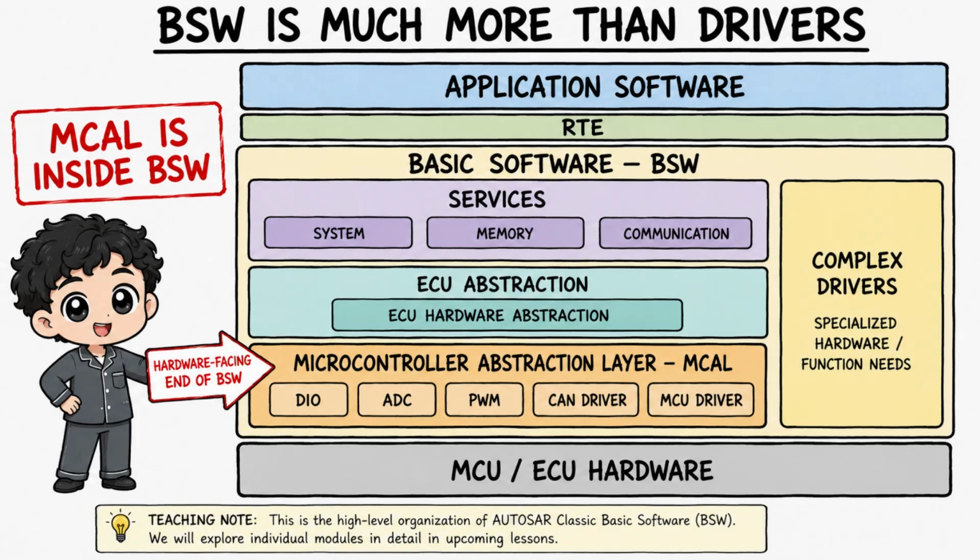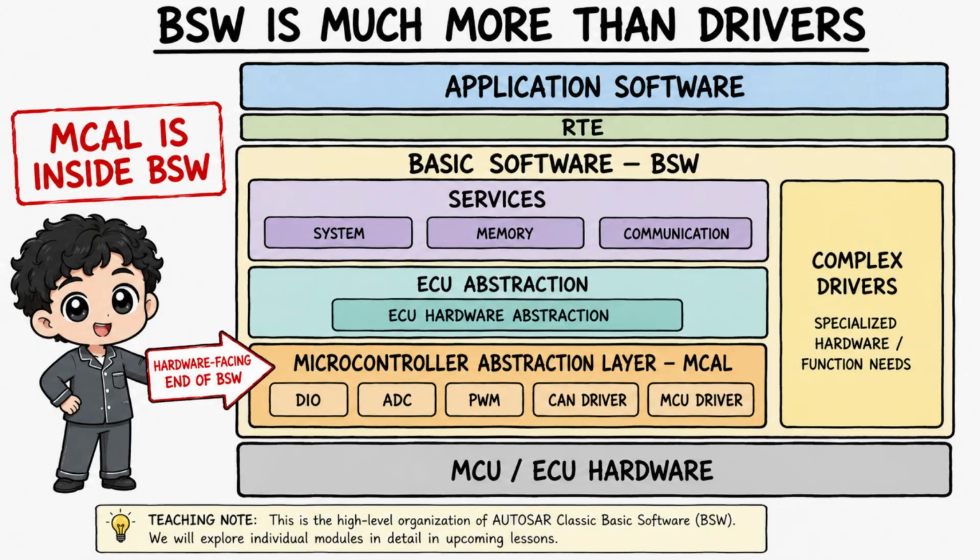Now move below the RTE. This is basic software. Basic software contains much of the standardized infrastructure required to make an automotive ECU operate. Instead of every application implementing communication drivers, memory access, diagnostic infrastructure, operating system functionality, hardware access, and ECU management mechanisms independently, these responsibilities are organized below the application. At a high level, AUTOSAR divides basic software into services, ECU abstraction, and microcontroller abstraction, together with complex drivers for specialized cases. We will spend many later lessons examining these areas.